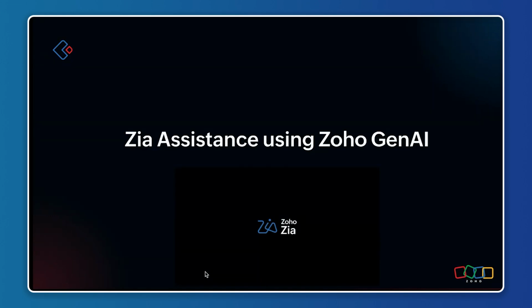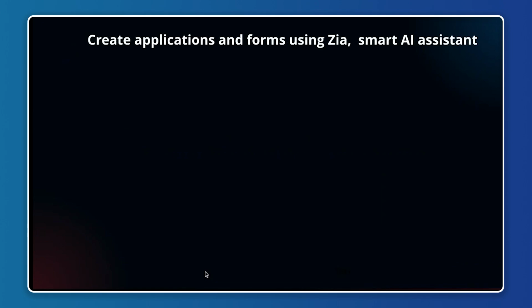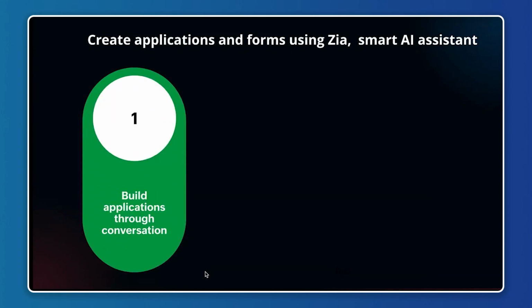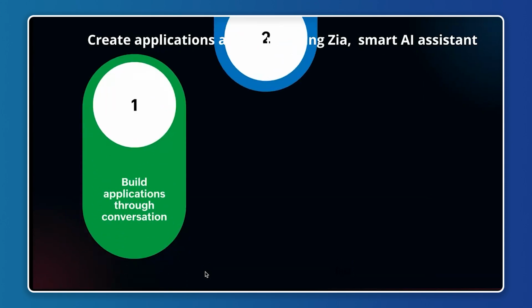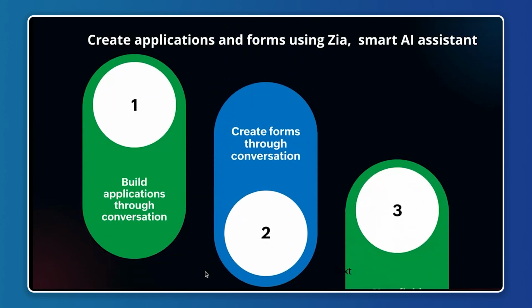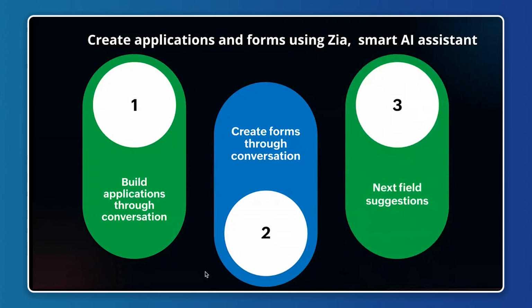Let's get started with the first update, which is Zia Assistance using Zoho's GenAI. Now you can create applications and forms using Zia Smart AI Assistant. So you can build your applications or forms through the conversation, and you'll also get the field suggestions while you're creating your form. Let's see how this can be achieved.